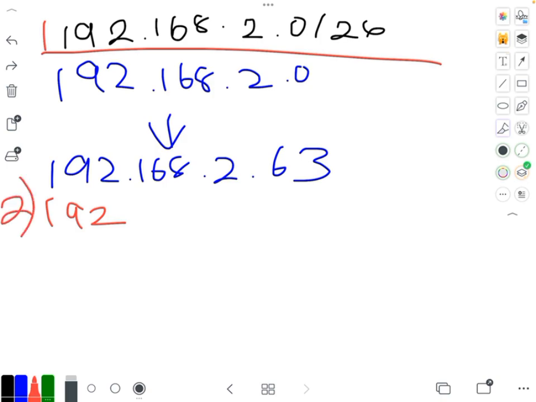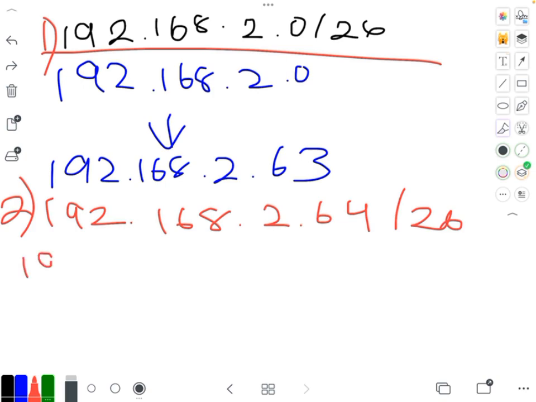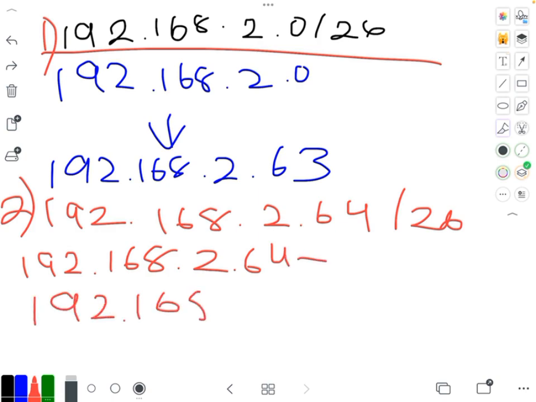So this is our first subnet here. Our second subnet is 192.168.2.64/26, and our range is 192.168.2.64 to 192.168.2.127. That is our second subnet with 60 hosts.